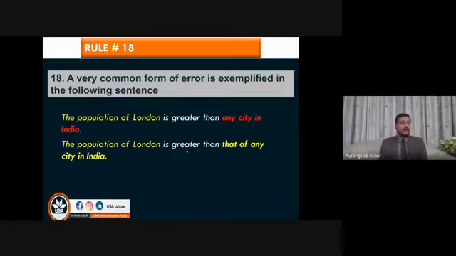Okay, the population of London is greater than any city in India. The second: the population of London is greater than that of any city in India. So that is the correct sentence, because when you write "is greater than," you have to write "any other." Okay, so you cannot then say "that of any." When you are talking about "greater than," then with "that of" you are referring to something.